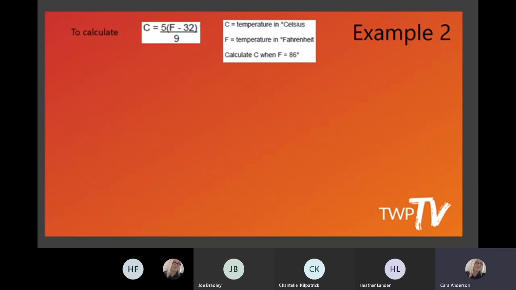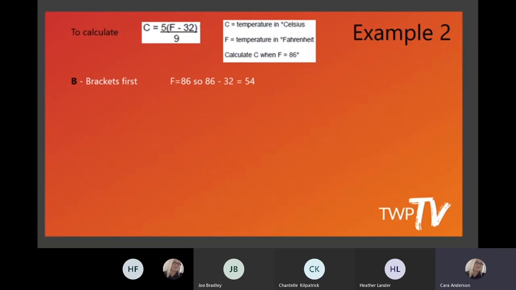F is your temperature in Fahrenheit. So at the moment, obviously that's not in the calculation, however, they have told us F equals 86. So it's pretty obvious that we now need to replace that F with 86. And then we need to follow the rules that we've just learned.